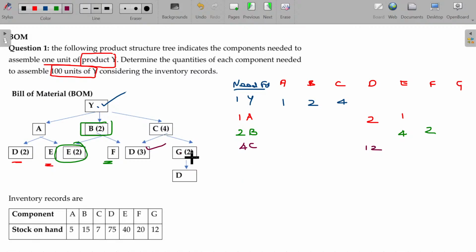And G: 2G needed for every C. 4C means 4 into 2. 8G needed.